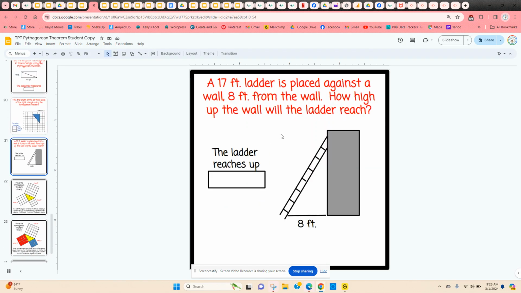Then we have a real-life example here. So we have a ladder placed against a wall, and how high up is that ladder? Well, we know the ladder's 17 feet, so that would be the hypotenuse. We know it's placed 8 feet from the wall, so we have one of the legs, and then we have to determine the missing side.